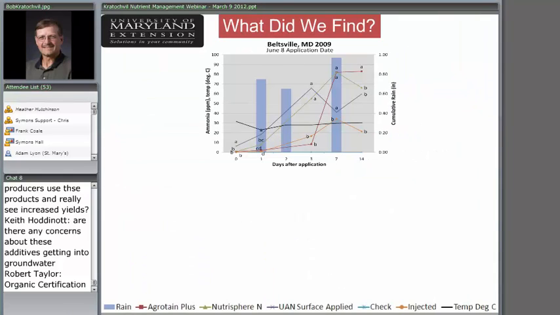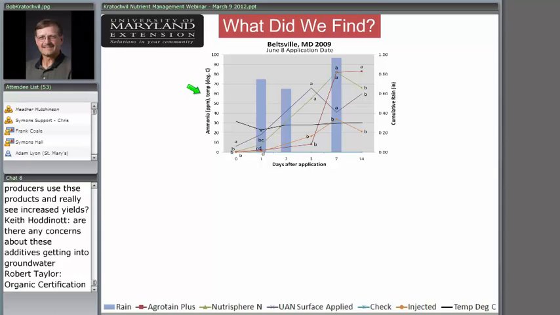This is a bit of a busy chart, but I will walk you through it. On this axis here we have days from application, and it actually goes 7 days, as far out as 14 days we took measurements. On this axis here we've got the ammonia concentration that we measured with the Draeger tubes.